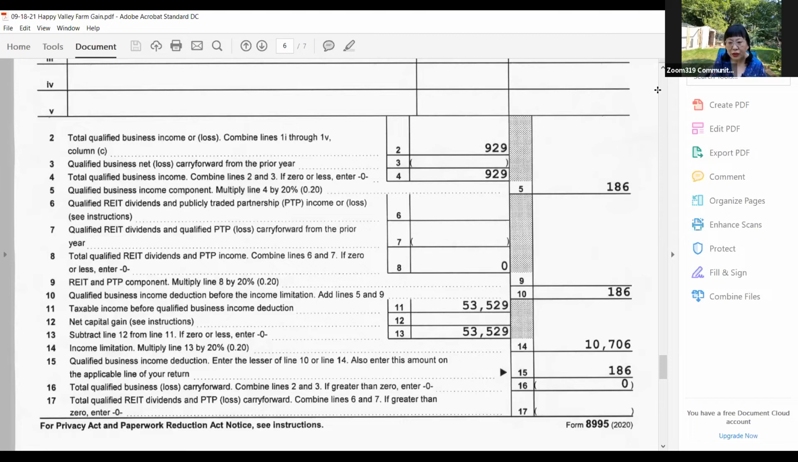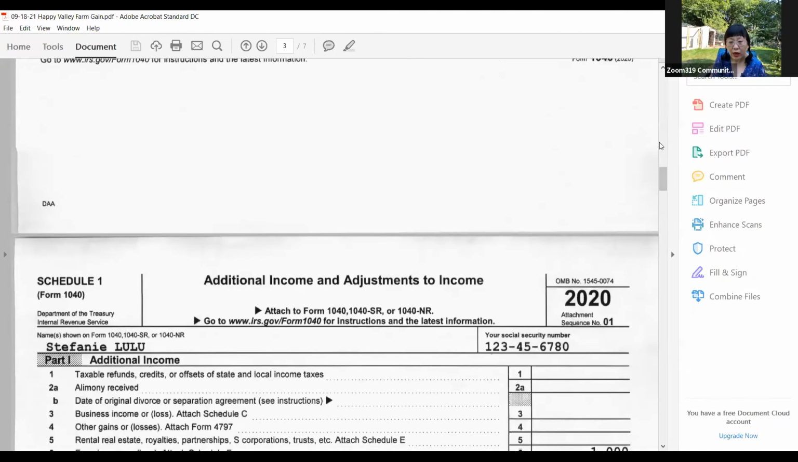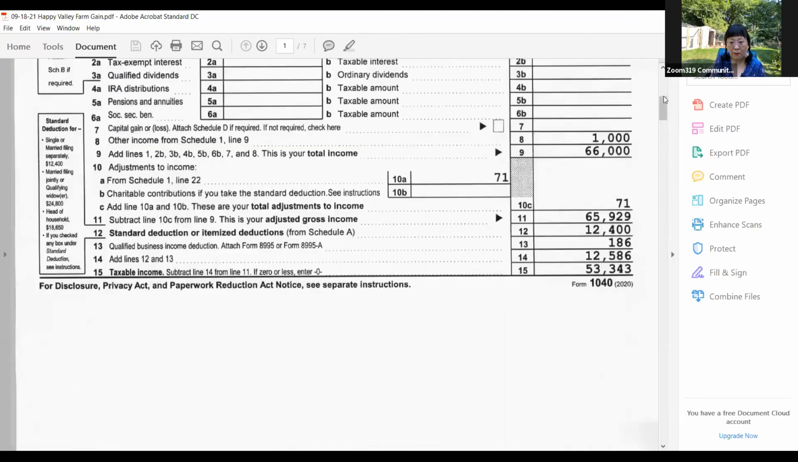And I prove that to you by bringing you back to the first page, okay? Bear with me. I really want you to understand this. This is not hard science at all. This is just general knowledge. See, that's the 1,000 farm income, right? And I hope you see that. That's the first page of the 1040. And remember that 71 is 50% of self-employment tax, and we reduce that. And this 186 is reducing your income. That's how we arrive at 53,343. Otherwise, if you don't have that qualified business income deduction, then you are going to pay taxes on that 186.